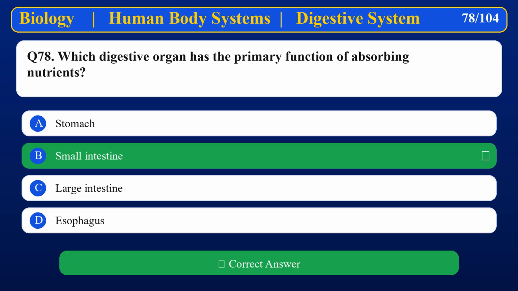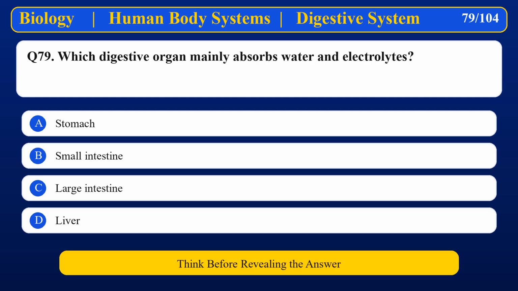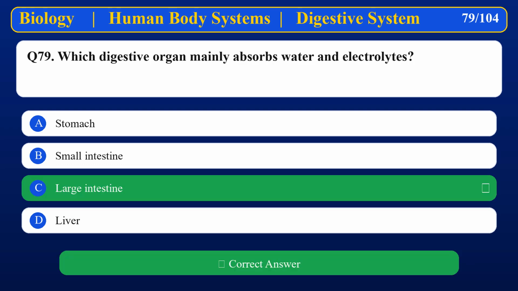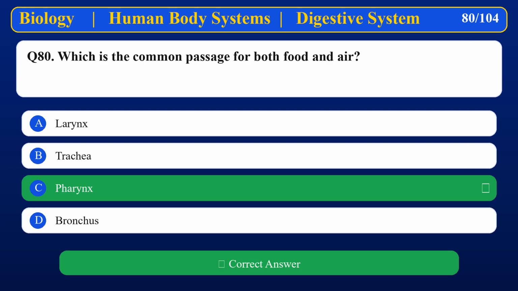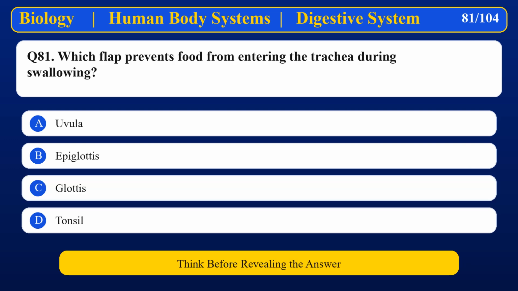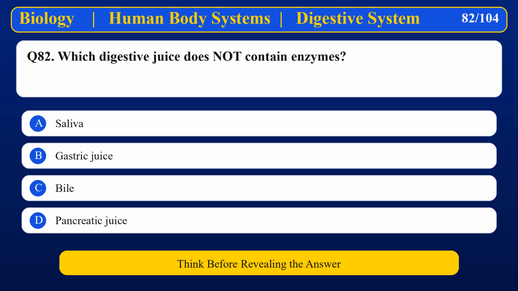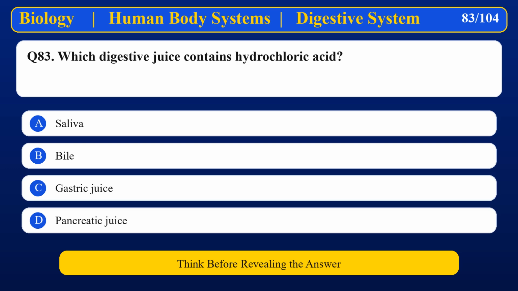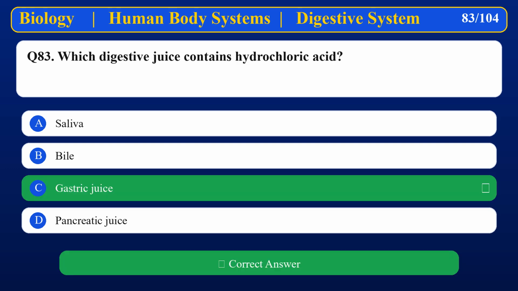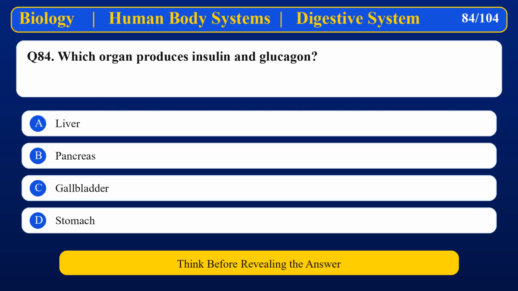Which digestive organ has the primary function of absorbing nutrients? Small intestine. Which digestive organ mainly absorbs water and electrolytes? Large intestine. Which is the common passage for both food and air? Pharynx. Which flap prevents food from entering the trachea during swallowing? Epiglottis. Which digestive juice does not contain enzymes? Bile. Which digestive juice contains hydrochloric acid? Gastric juice.